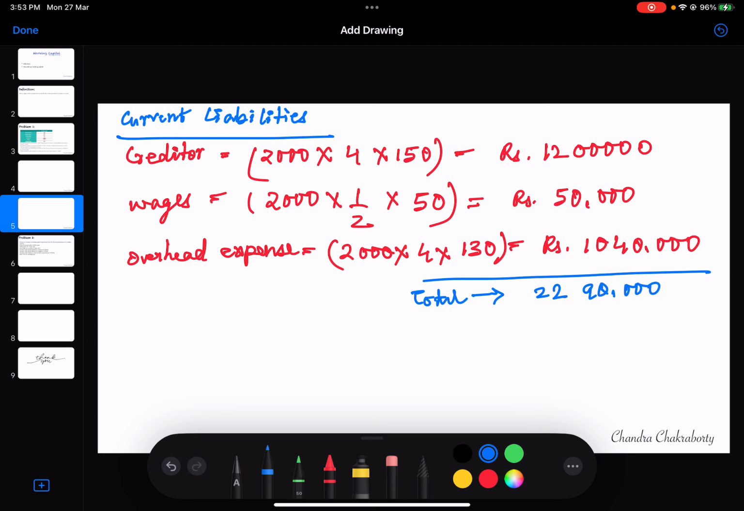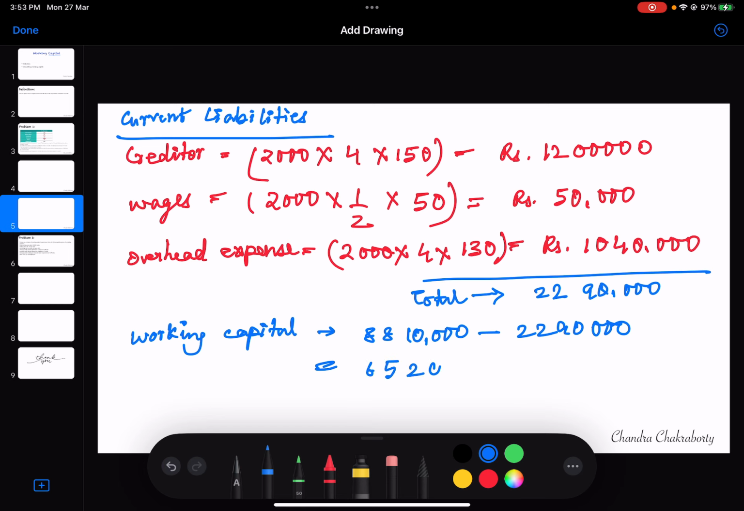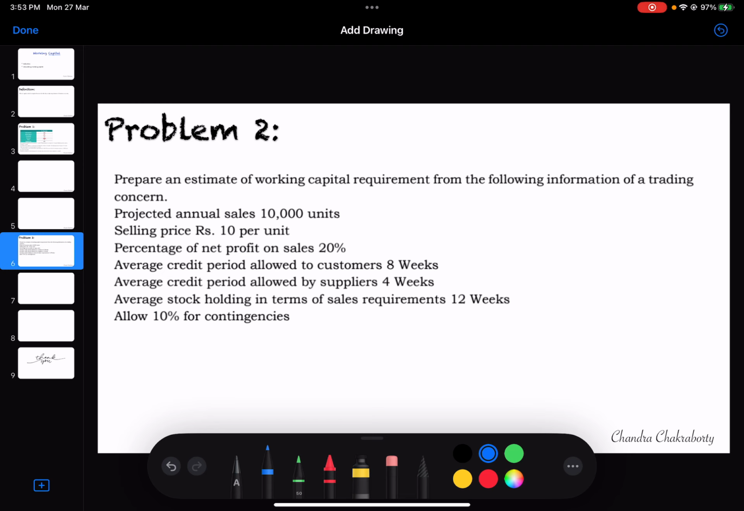90,000. Okay, now to calculate the working capital, you have to deduct 88 lakhs 10,000 minus 22 lakhs 90,000, and this will give you 65 lakhs 20,000, which is your answer. Okay, this is your working capital. Now, I hope this question is clear to all of you. Now, let's move on to the next problem.